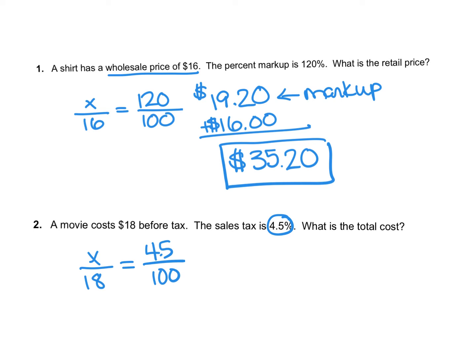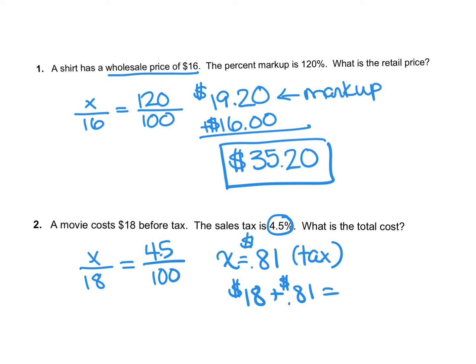All right, so x is equal to 81 cents. So this is the amount of tax. Now tax is something that is added on to your total. So you'd pay the $18 plus the 81 cents tax, and that is how much you're going to end up paying in the end. So our total cost is $18.81.